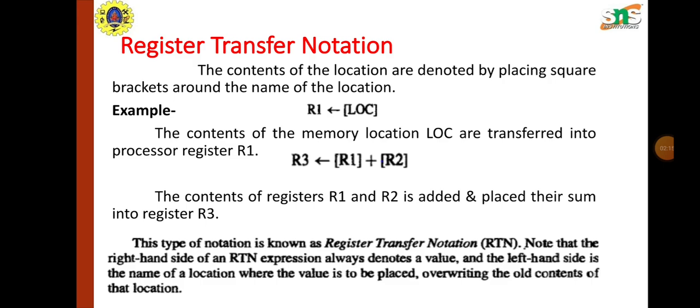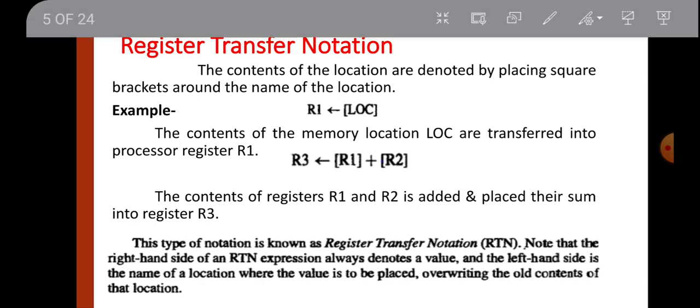The second example is R3 ← [R1] + [R2], where R1 and R2 are the source locations. The data from R1 and R2 will be fetched and read, the addition operation will be performed, and the data will be written back to R3, where R3 is the destination. Let us write this: R1 = LOC is just an assignment operation. The data of LOC will be copied to R1.